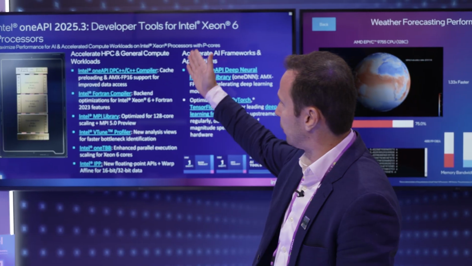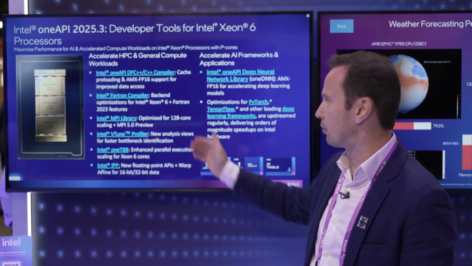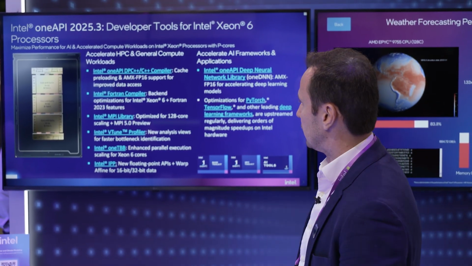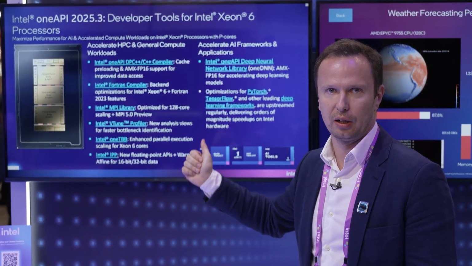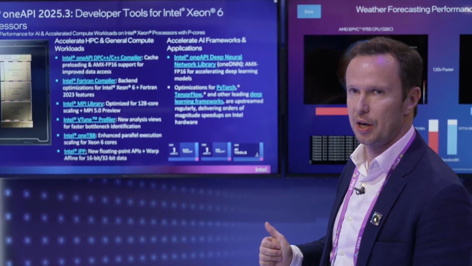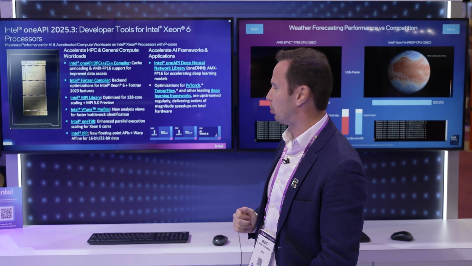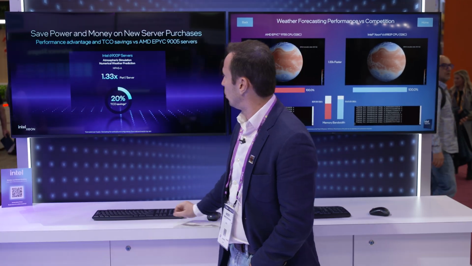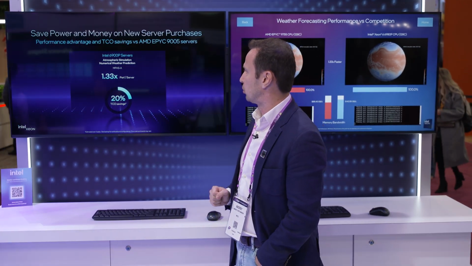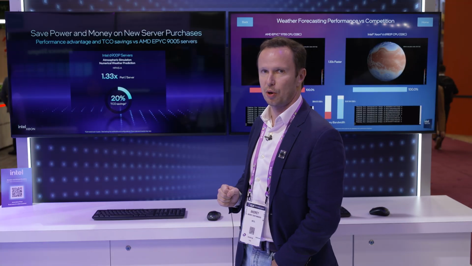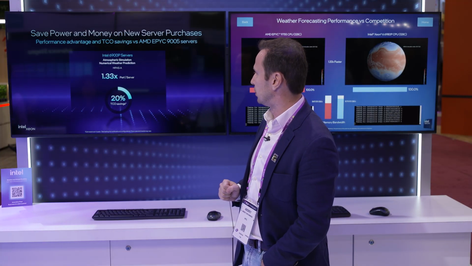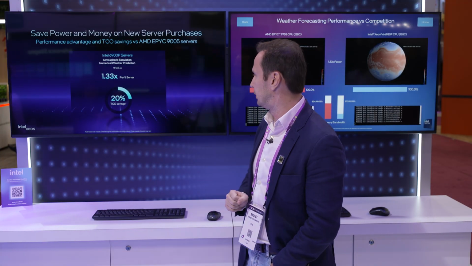Here we have details about the software stack from Intel oneAPI. We use the Intel Fortran compiler, the latest IFX compiler, to optimize this workload on Intel Xeon 6, and also Intel MPI and OpenMP runtime. Overall, we achieve up to 1.3x performance per server compared to AMD Turin, and 20% TCO savings on Intel Xeon 6 with MRDIMM compared to the latest AMD Turin solution.